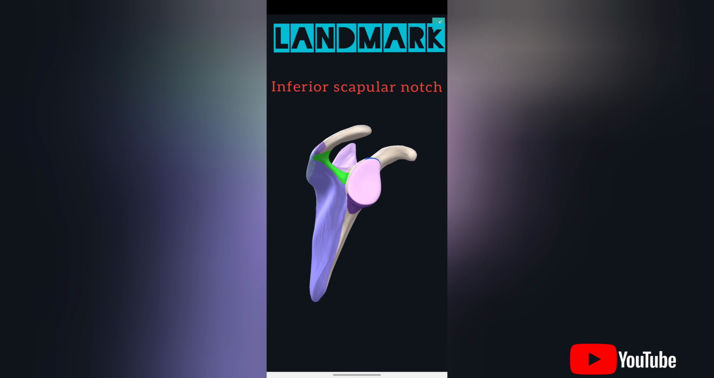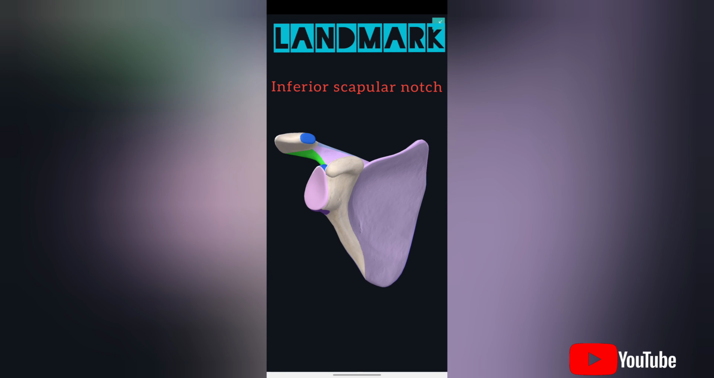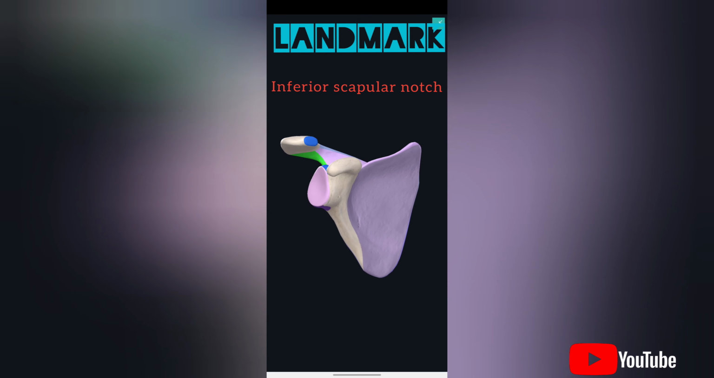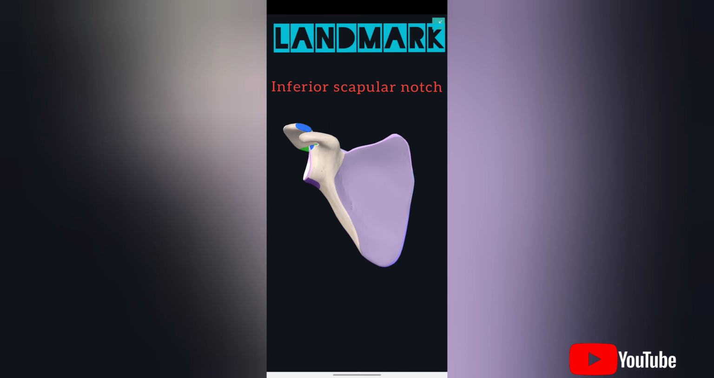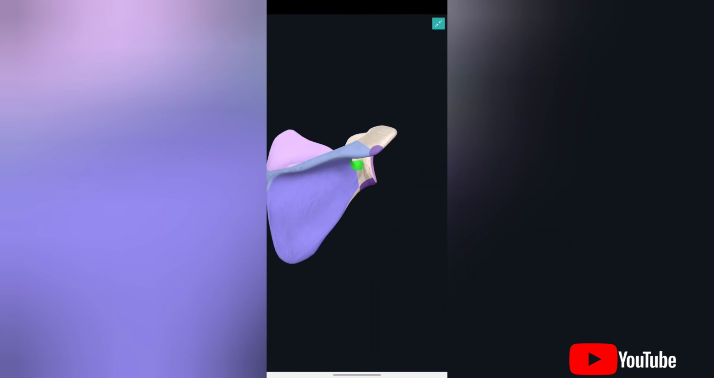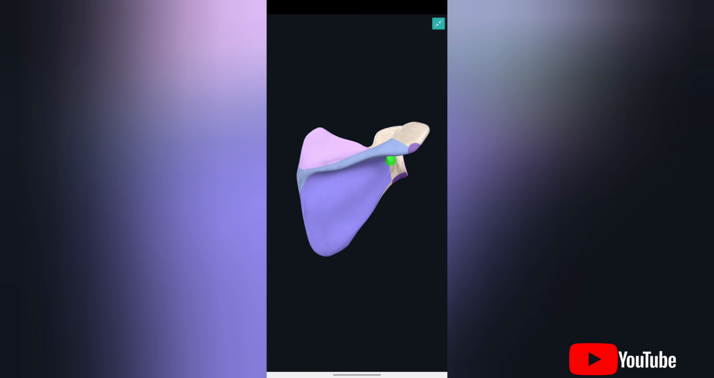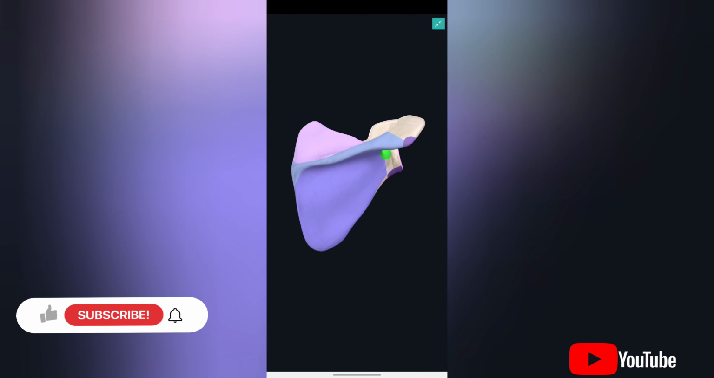This is the end of the vlog on the scapula. One more thing: this is a right scapula, which you can see here when viewed from the back side.